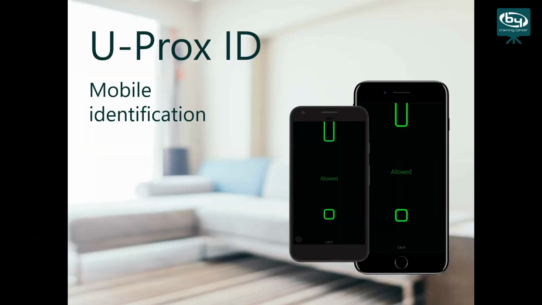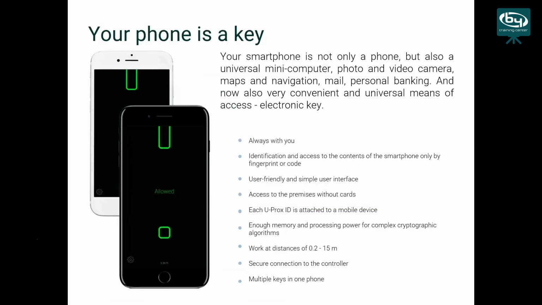Now we're going to talk about U-Prox ID, the mobile identification. This is available for iPhone, in this case iOS, and also for Android devices. It's a remote key, a digital key, which we can receive as a QR code or we can receive an email with our credentials and we can install it. And with that, we have access to the doors that we are assigned.